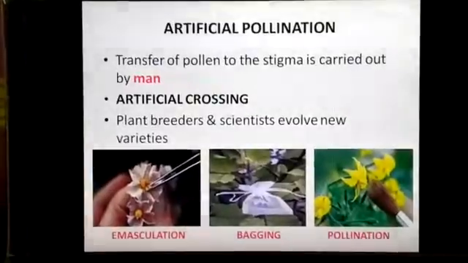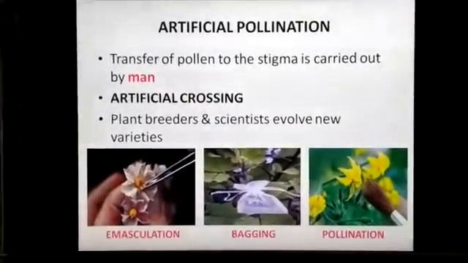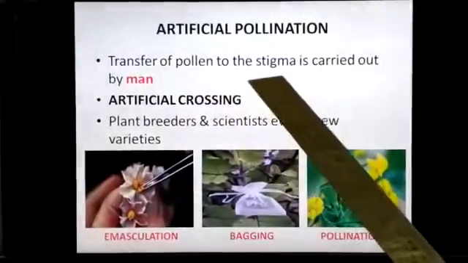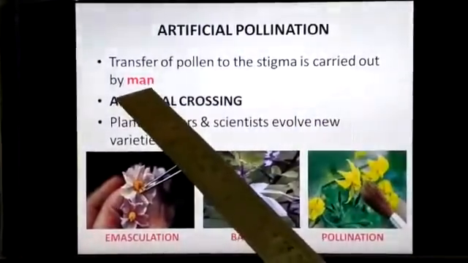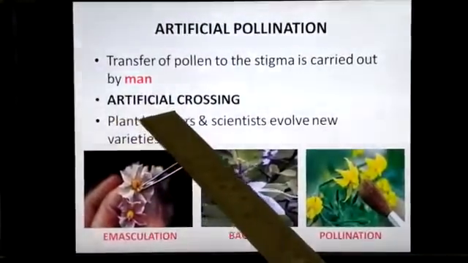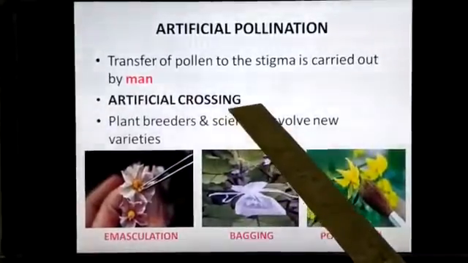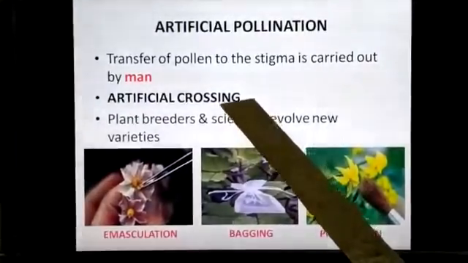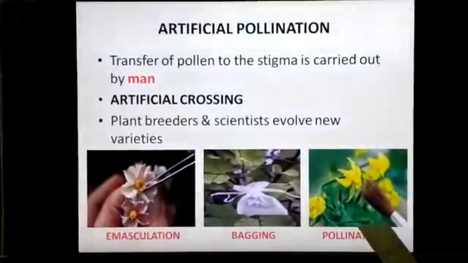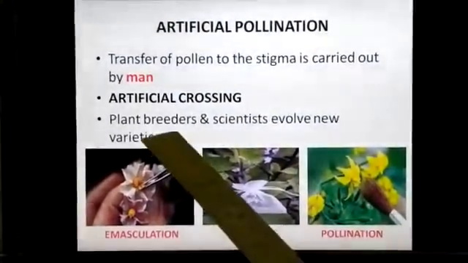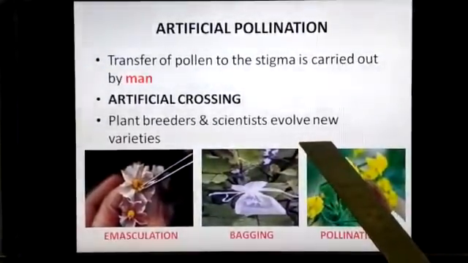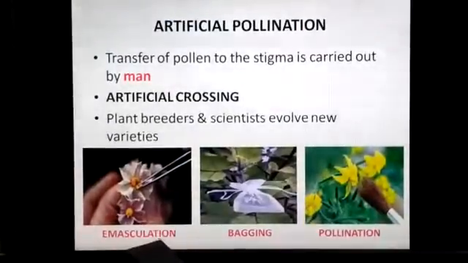Now we'll talk about artificial pollination. When the transfer of pollen grains from anther to stigma is carried out by man, it is termed artificial pollination. It is also called artificial crossing because in this case, man makes a cross between two different kinds of varieties, and it is done by plant breeders and scientists so that new varieties can be evolved. It includes certain steps.